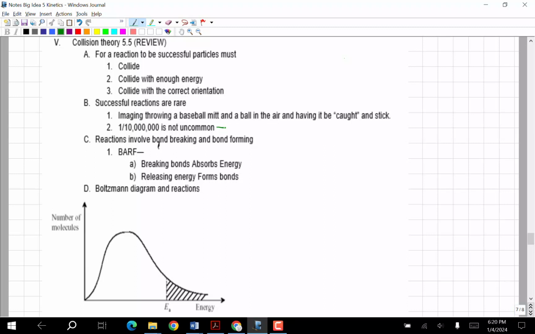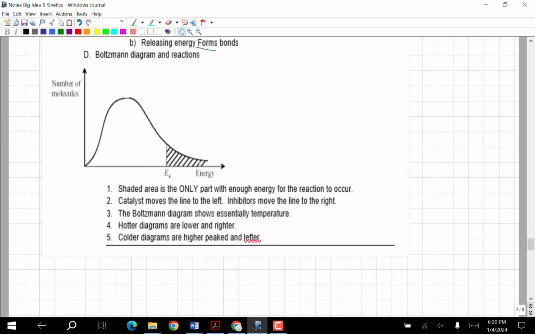Reactions involve bond breaking and bond forming. Break absorbs, release forms. And then we have Boltzmann diagrams again. Welcome back to Boltzmann diagrams. There'll be a line like this right here. This is my EA, my activation energy. So that's the energy it needs to have the reaction take place.